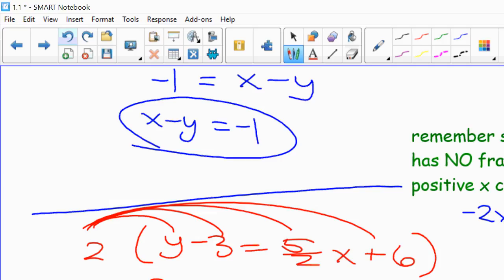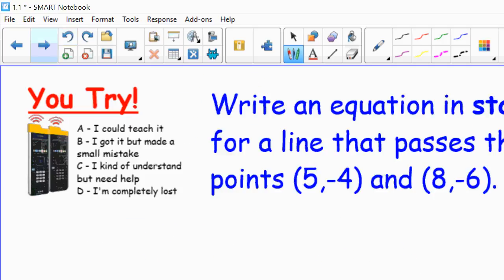Questions? Then how about a you try? I want you to give me a standard form for the line that passes through those points. So you try it on yours while I finish up those calculators.